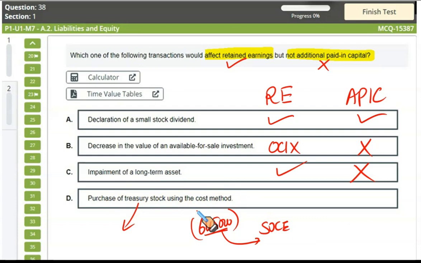Then what is the other method? Yes, Vikas, that's the par method. In the par method, what we do is split the $645,000 into two parts. One, the common stock element, and the other is the additional paid-in capital.